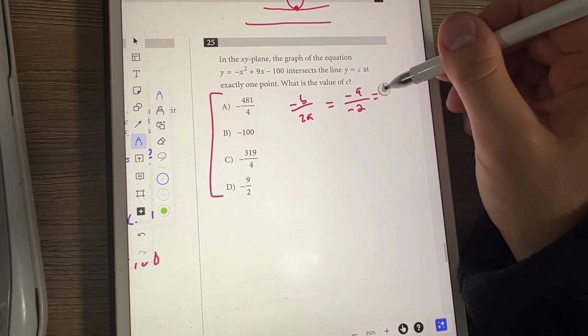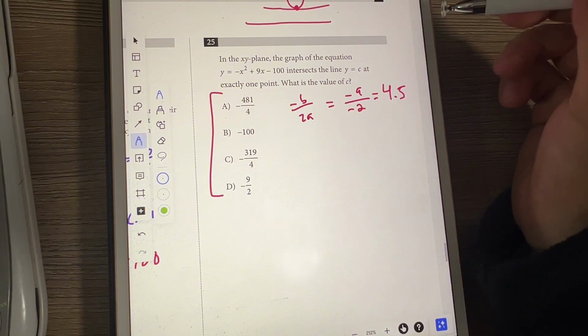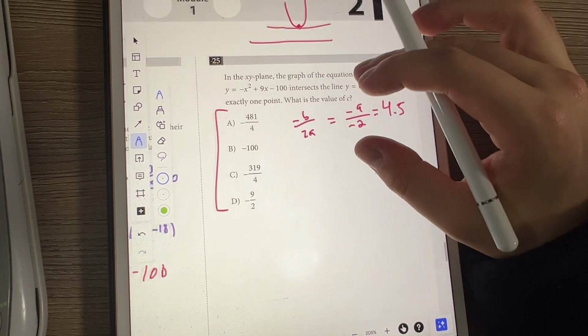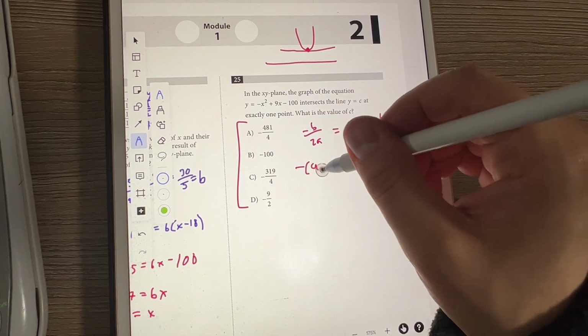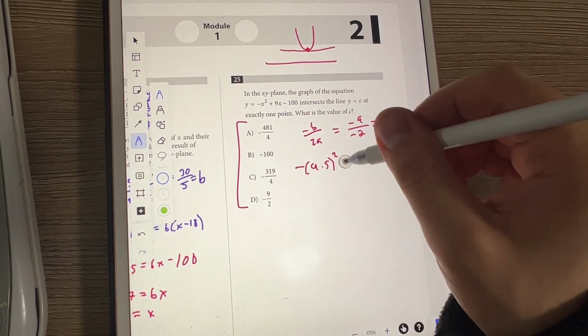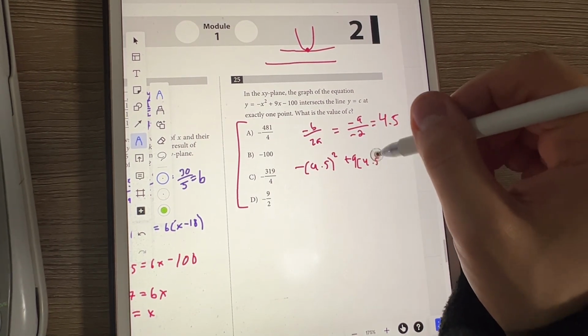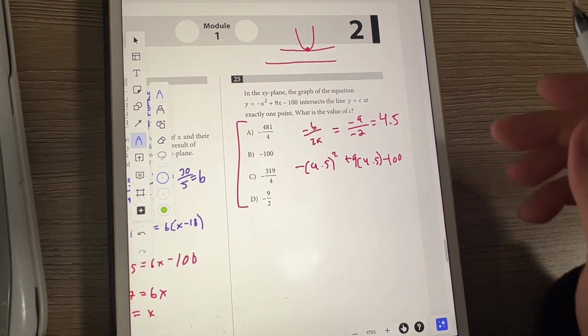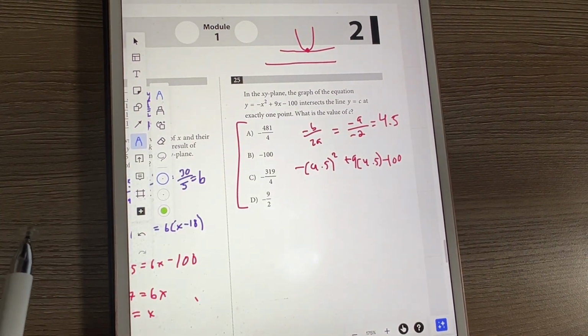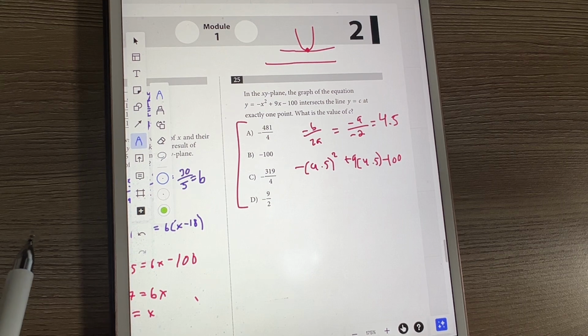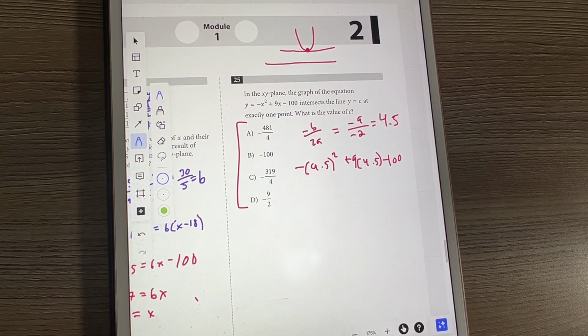Now, we know that this simplifies to 4.5, and I can find the y value by plugging in my x value. So I'll do negative 4.5 squared plus 9 times 4.5 minus 100. I'm going to do this all in my calculator from here. Again, Desmos is a good option for this one. I would even encourage you to go to Desmos as quickly as possible on this one. I just want to show you what it looks like mathematically, just so you can see.